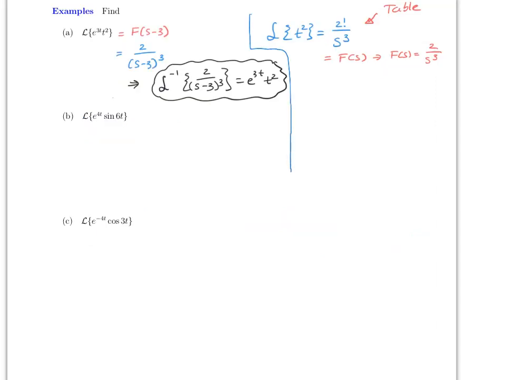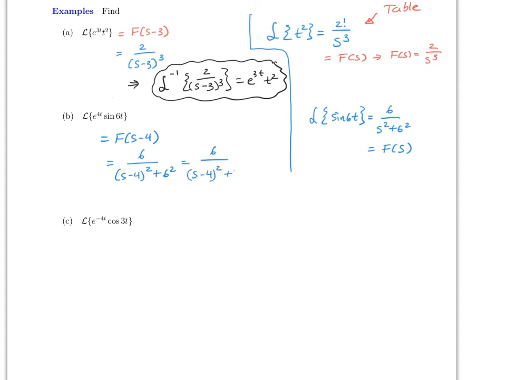So remember, from the table, the Laplace transform of sine of 6t was equal to 6 over s squared plus 6 squared. And this is what we now call F of s. So therefore, this will be F of s minus 4, which will be 6 over (s minus 4) squared plus 6 squared, or 6 over (s minus 4) squared plus 36.